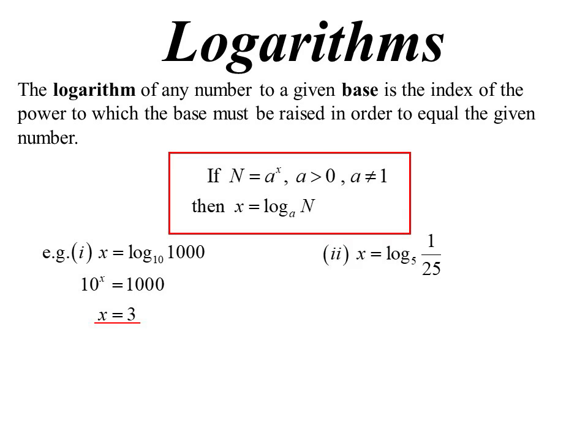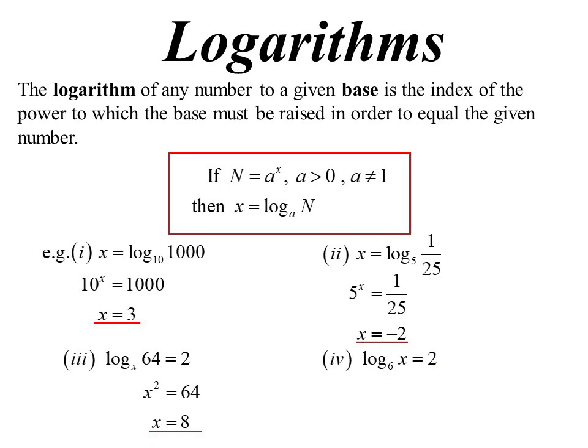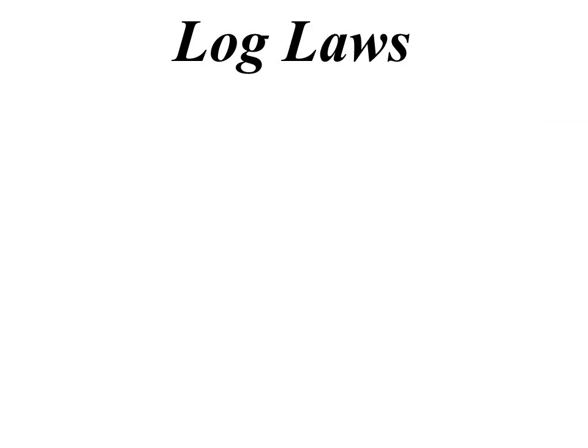Something like this: 5 to the power of what is 1 on 25, or 5 to the power of negative 2 is. x to the power of 2 is 64. Well, x is 8. That must have been base 8 logarithm. 6 to the power of 2 is x. x is 36. So let's create the laws that allow us to manipulate logs.